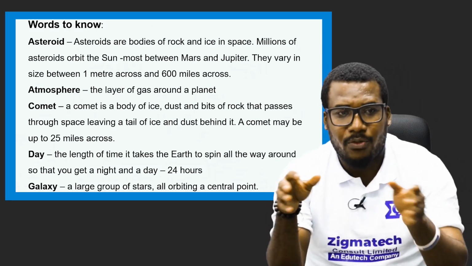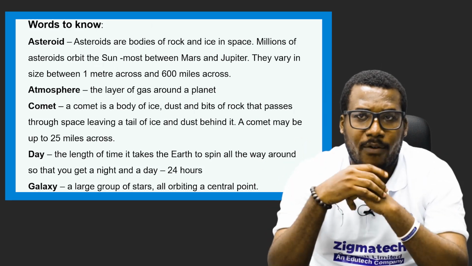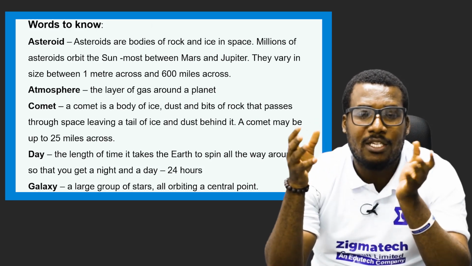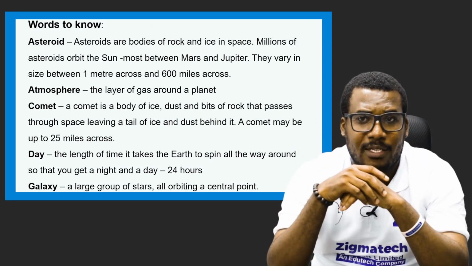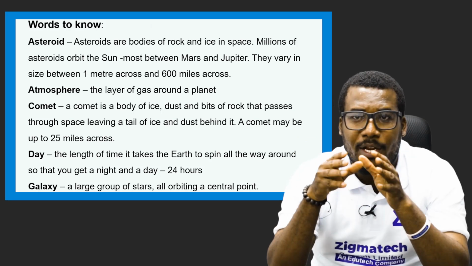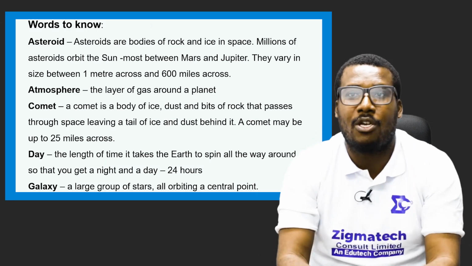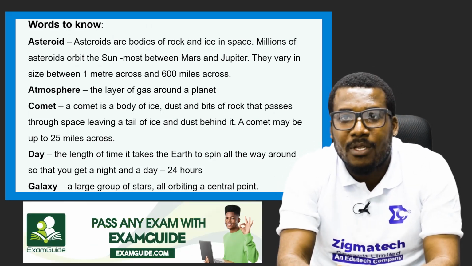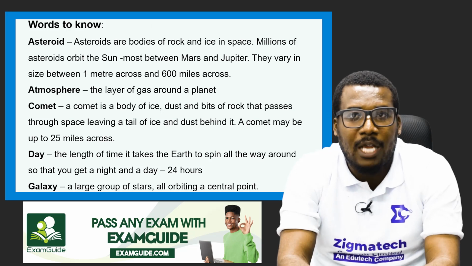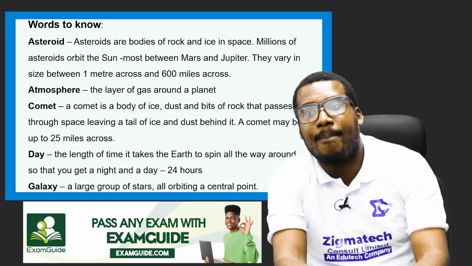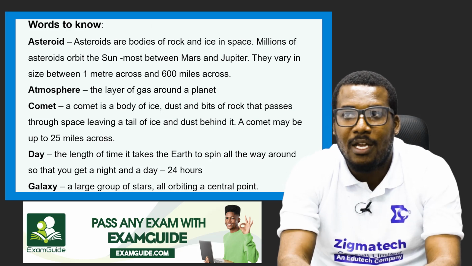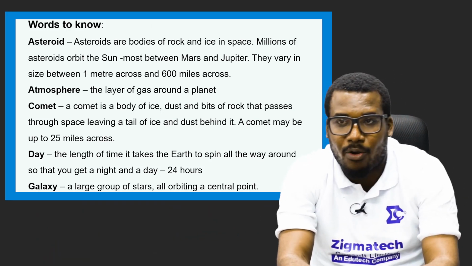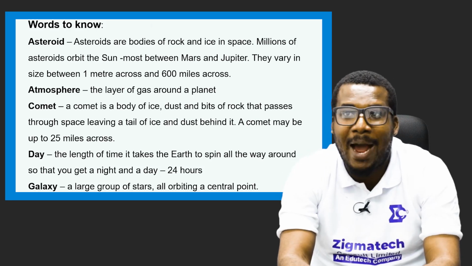Now, some other stuff for us to know, keywords for us to know. I told you earlier on that our solar system is made of celestial bodies of different kinds. One of such celestial bodies is the asteroid. Asteroids are bodies of rock and ice in space. Millions of asteroids orbit around the sun, most between Mars and Jupiter. They vary in size between 1 meter across or 600 miles across.